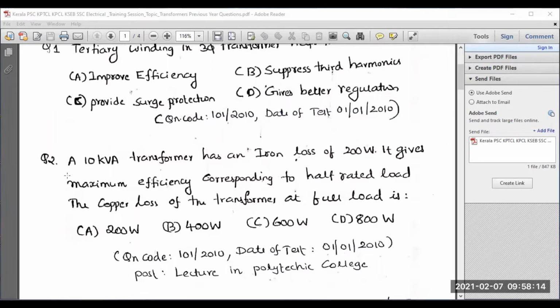Let me move on to the second question. A 10 kVA transformer has iron loss Pi equal to 200 watts. It gives maximum efficiency corresponding to half load. So for half load, I will put x equal to 1 by 2, that is 50%. The copper loss of the transformer at full load is?